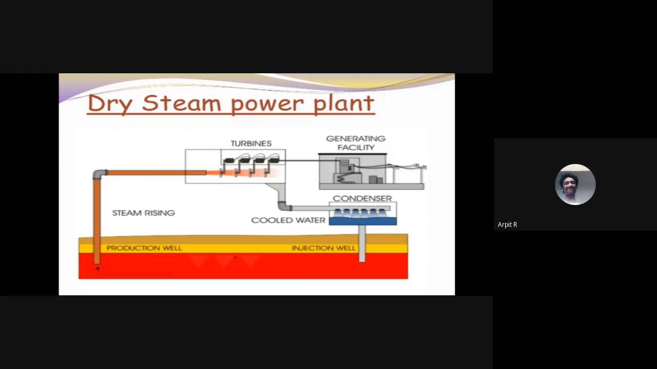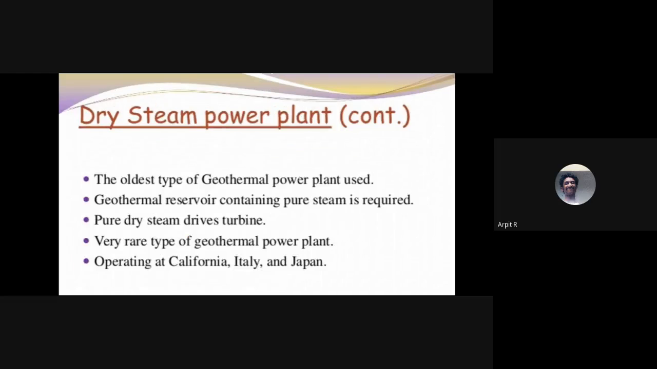This is the inner component of a dry steam power plant. The oldest type of geothermal power plant is the dry steam power plant. A geothermal reservoir containing pure steam is required. Pure dry steam drives the turbine. It is a very rare type of geothermal power plant, operating in California, Italy and Japan.